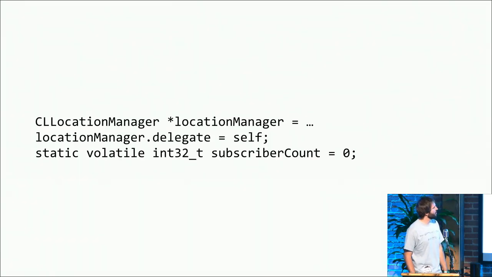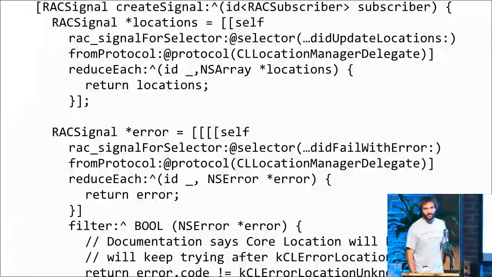CoreLocation. So now this is a way to RACify delegates. So with delegates, we want to use signal for selector. So here we've created a location manager. This is in some class. You just create your own class, call it whatever you want, and it's going to be the delegate, but we're not going to implement any of the delegate methods. So we set the delegate to self, and then we've got some subscriber count. We'll see where we'll use that in a bit. So again, lots of code here.